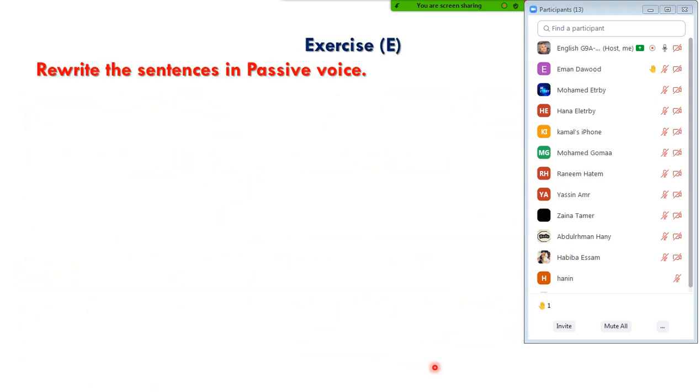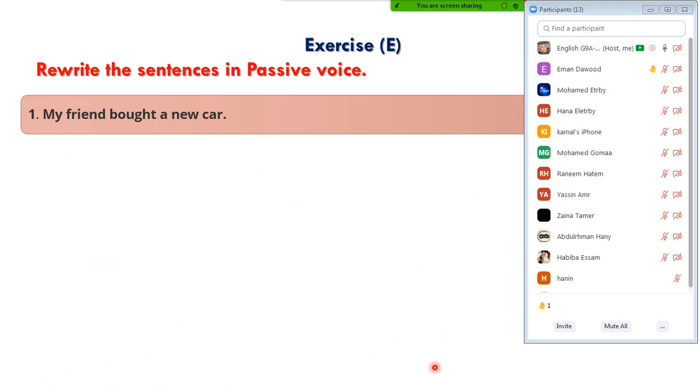Okay, let's go to another one. Now, you have to rewrite the sentences in passive voice. This means all those sentences are in the active voice.